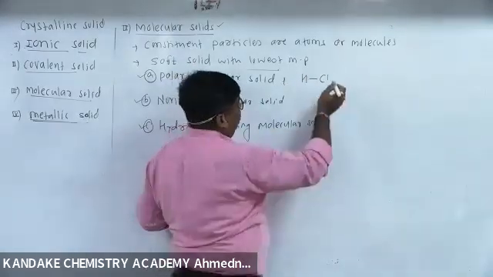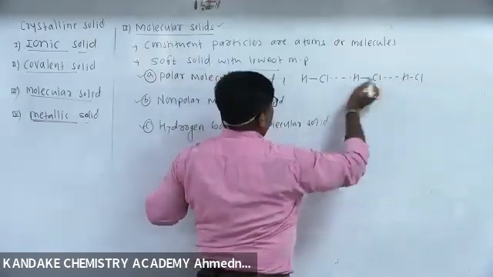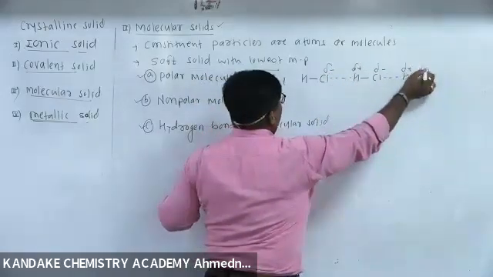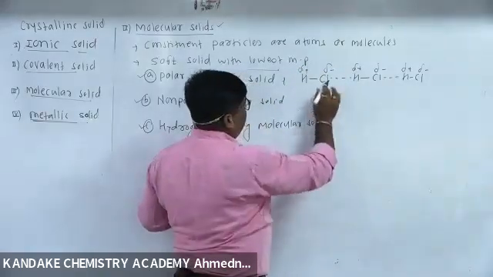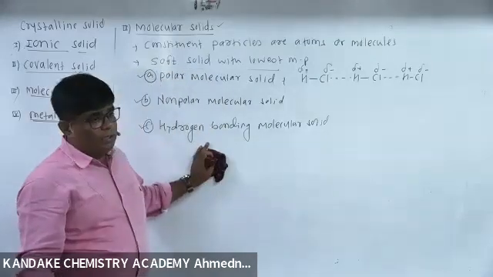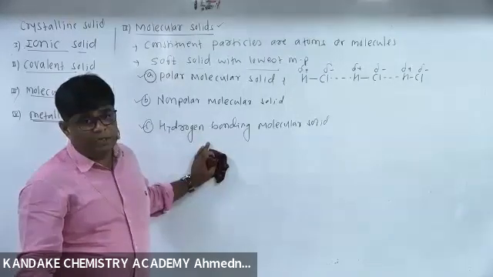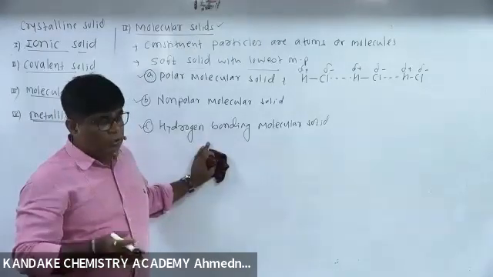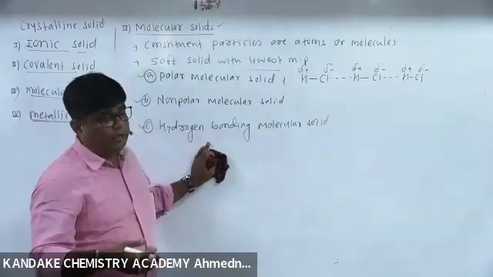But by lowering the temperature, HCl, then HCl, then HCl. So partial negative, partial positive, partial negative, partial positive. This is the bonding, and this bonding is intermolecular bonding. So what should we call this type of solid? Polar. What kind of molecule is HCl? Polar. Why polar? Charge separation. Why charge separation? Because chlorine is more electronegative than hydrogen. Therefore, the electron pair slightly shifts towards, or is attracted by, chlorine.